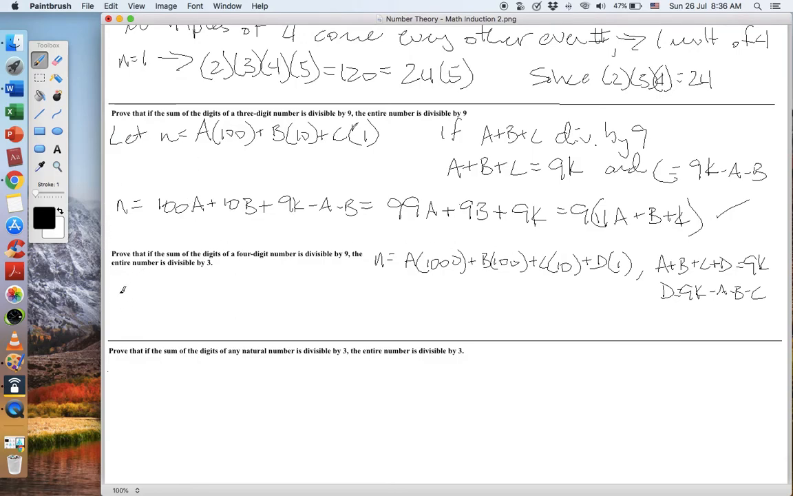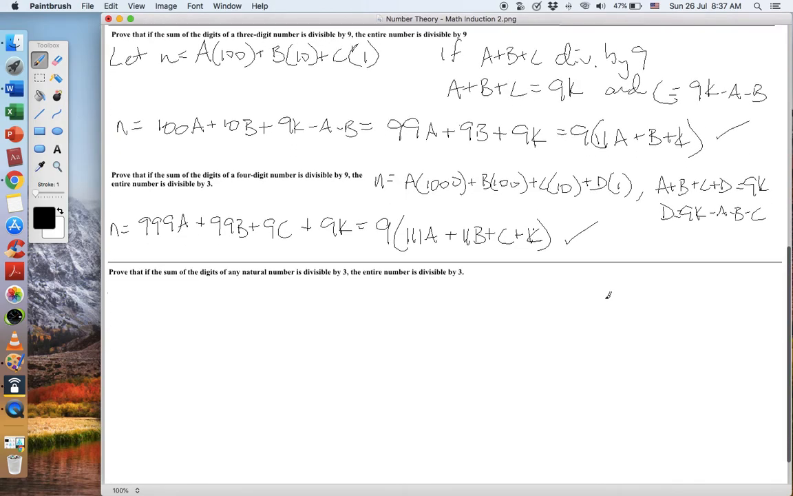And so we'll go over here. And skipping a step, we're going to get n is equal to 999a plus 99b plus 9c plus 9k minus a, oops, sorry, just that. And then we're going to factor out a 9. We get 9 times 111a plus 11b plus c plus k. And of course that's divisible by 3. Any number divisible by 9 is divisible by 3. And so that is true.